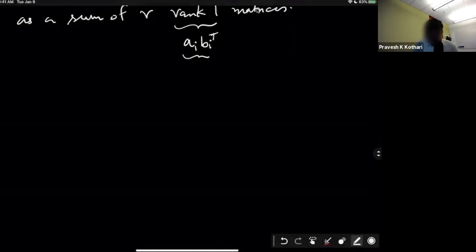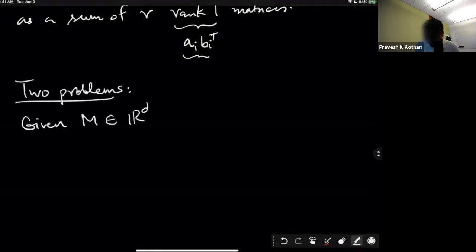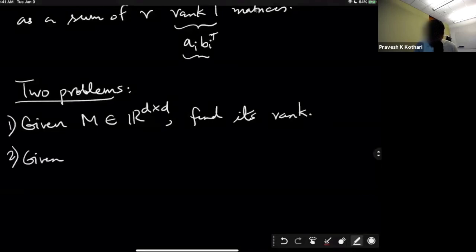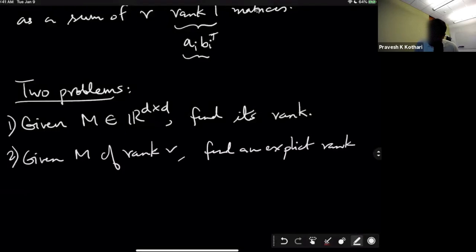So let's start from two tensors, right? So two tensors like us matrices. Here are maybe a couple of problems you might be interested in solving about matrices. Two important linear algebraic problems. Given a matrix M, find its rank. Let me actually ask another problem, which is: given a matrix M of rank R, find an explicit rank 1 decomposition of M.